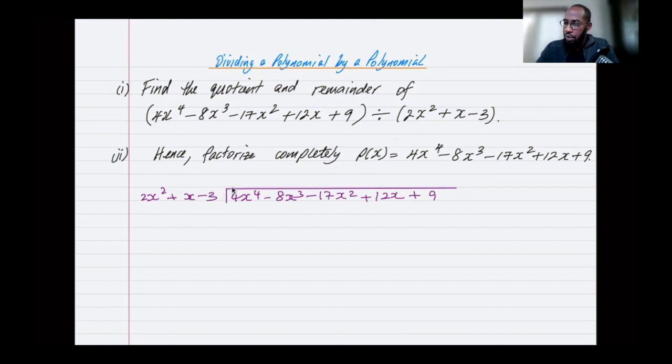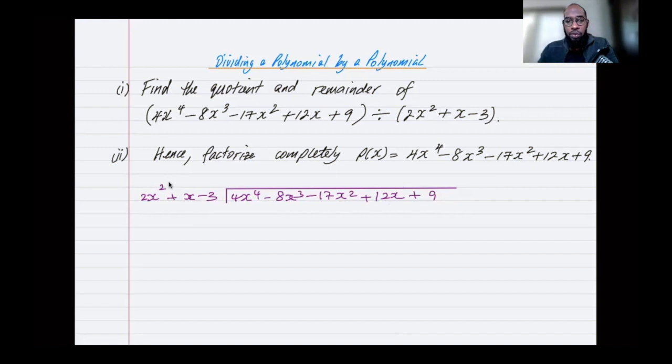Let me write the squared a little better than that. And we have 4x to the power 4 minus 8x cubed minus 17x squared plus 12x plus 9. So it's important to make sure you write down the correct thing, right? So just glimpse and make sure. Just go over it quickly because you don't want to do the entire question and find you wrote down something incorrectly. All right.